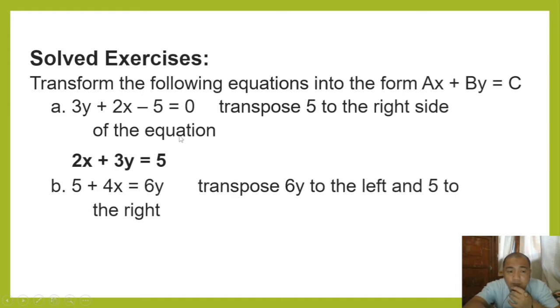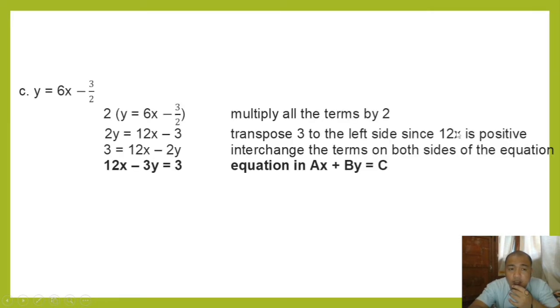How about b? Again, we must transpose 5 to the right side of the equation and transpose 6y to the left side of the equation. So we have 4x minus 6y equals negative 5. That is the form of this equation to its form ax plus by equals c.